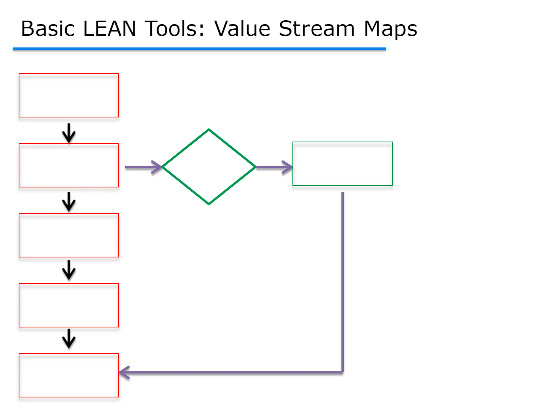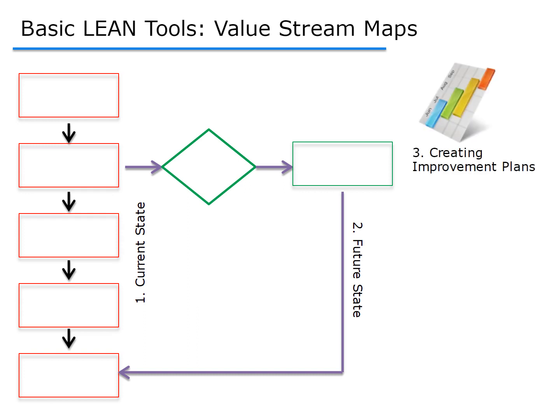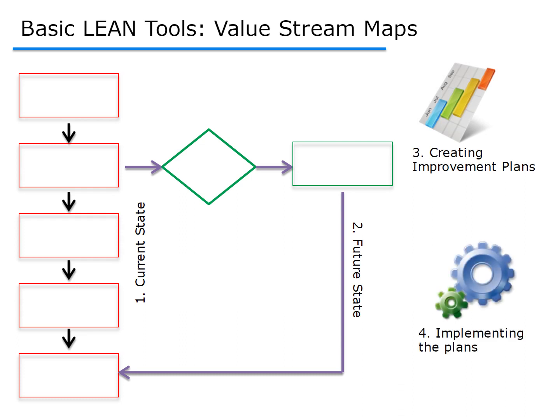We use value stream mapping in the following 4 steps: mapping the current state, create an ideal future state map, eliminate all non-value added activities, creating improvement plans to move from current to future state, implementing the improvement plans. Value stream maps are useful to select projects, identify focus areas, and map the future state process.